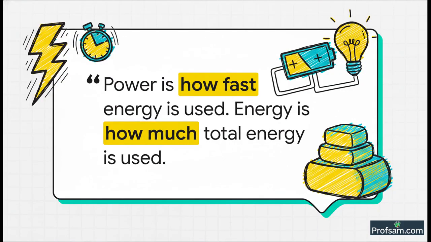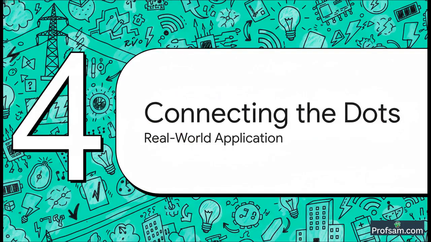So, to make sure you never ever forget this, just burn this one little trick into your memory. Power is how fast energy is being used, and energy is how much total energy was used. Simple, right? How fast versus how much. Okay, so we've got the formulas and we know the difference between energy and power.